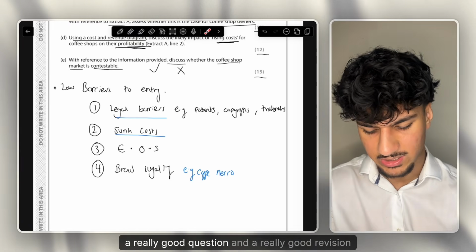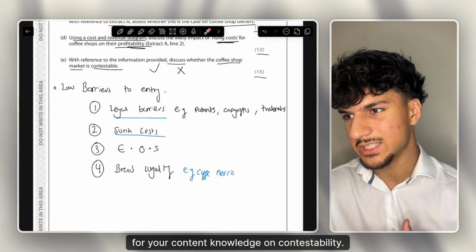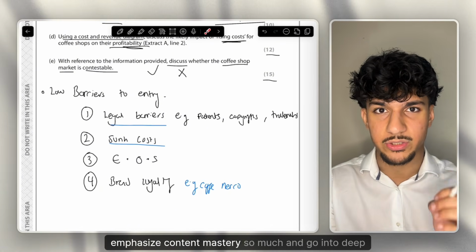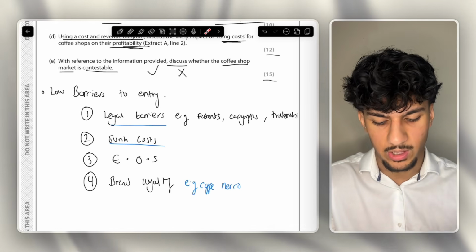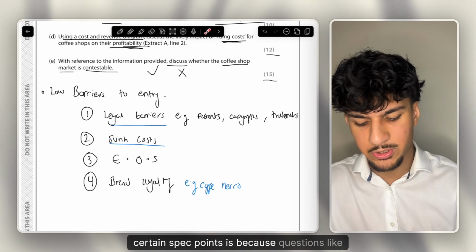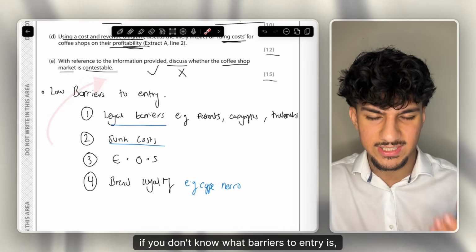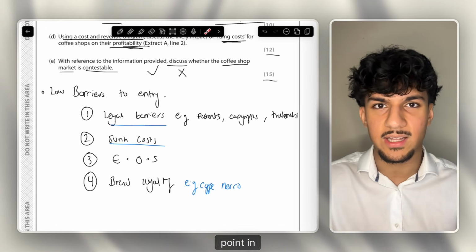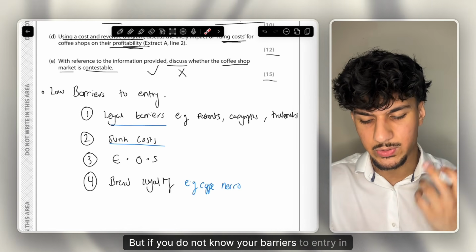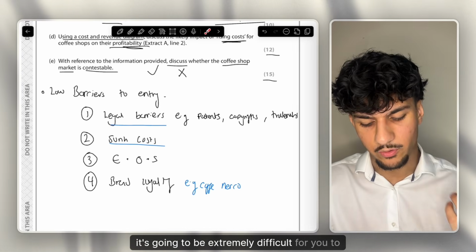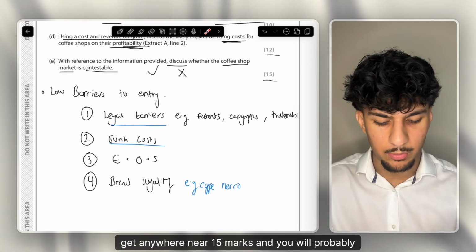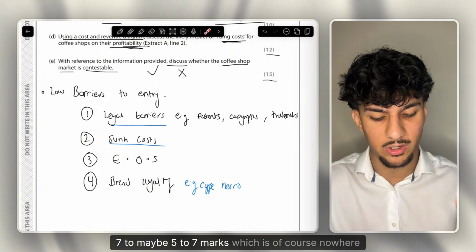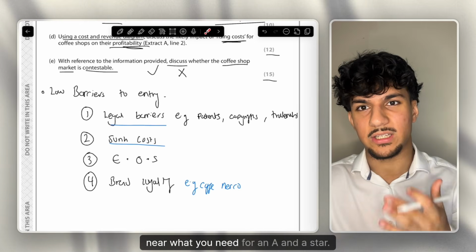And yeah, a really good question and a really good revision for your content knowledge on contestability. And this is what I try to emphasize to students. The reason why in my live classes I try to emphasize content mastery so much and go into deep detail with certain topic areas, certain spec points, is because questions like this, if you don't know what barriers to entry is, even though of course market structures is a massive topic, but barriers to entry is a small spec point in market structures. If you do not know your barriers to entry in detail, it is going to be extremely difficult for you to get anywhere near 15 marks, and without decent detail you will probably be limited to somewhere around 5 to 7 marks, which is of course nowhere near what you need for an A and an A star.